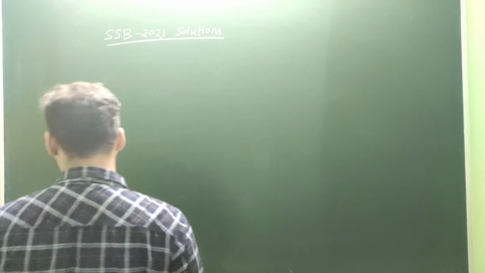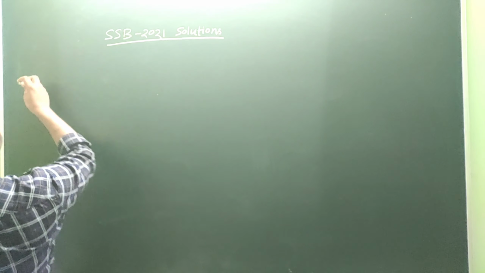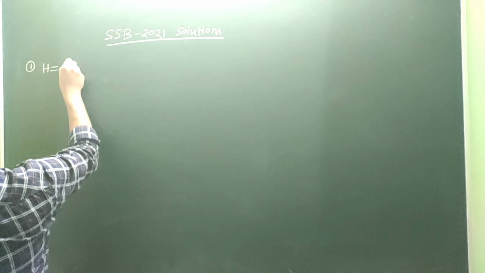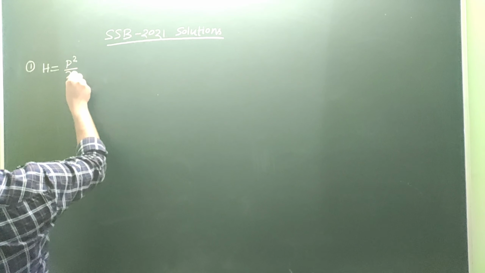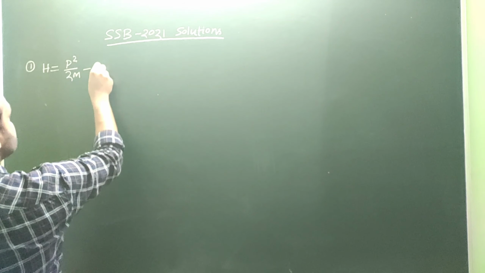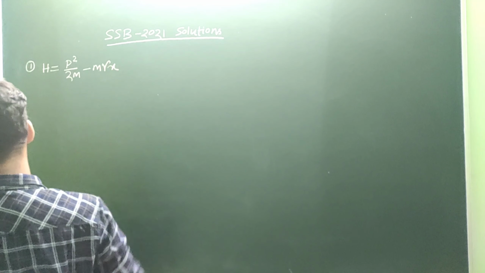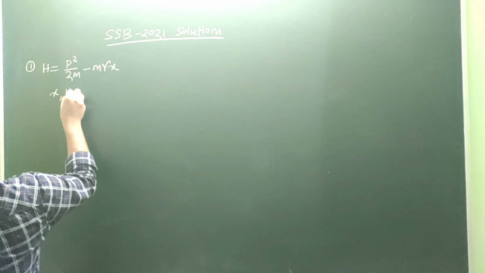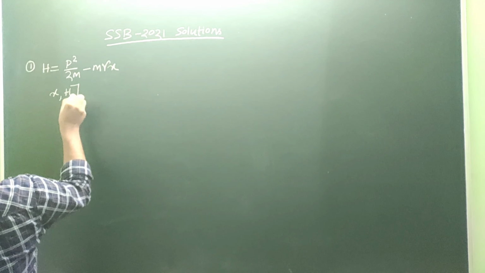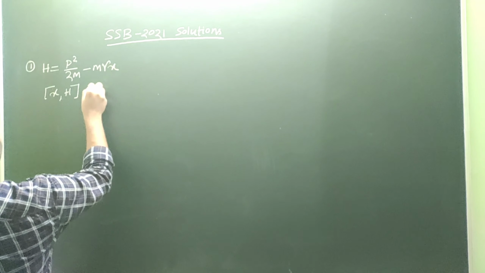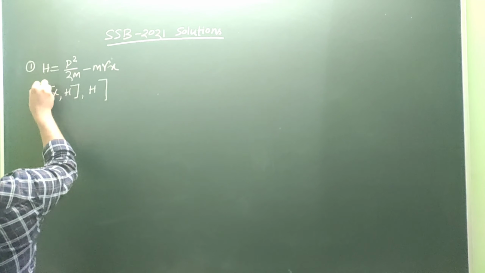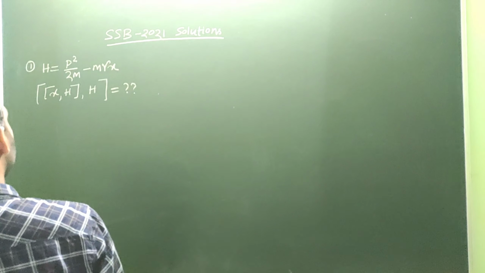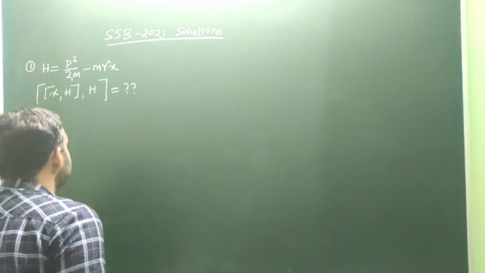The question was, there was a Hamiltonian given. The Hamiltonian was given as p square by 2m minus m gamma x, and it was asking for the Poisson bracket of x with H, and then the whole Poisson bracket of this one. It was asking for its value. So let's solve this bracket first.